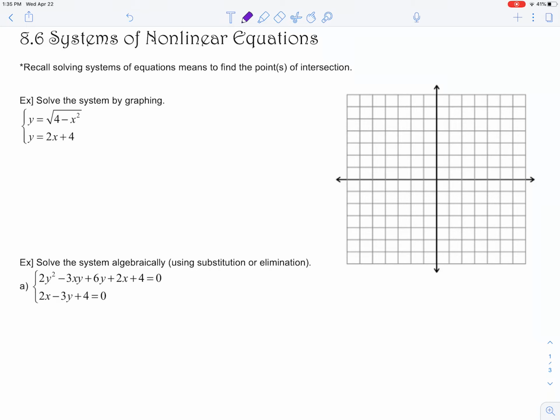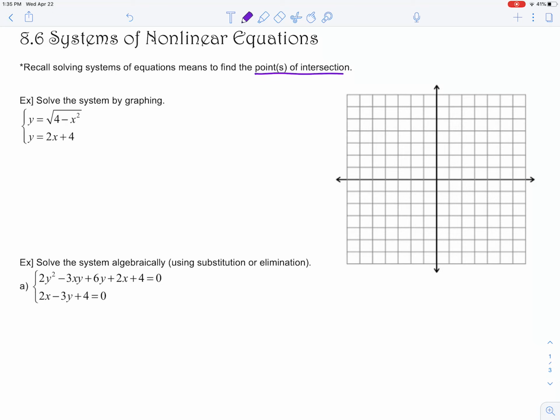Hi everyone, we're now in section 8.6, Systems of Nonlinear Equations. So what we're going to do is now solve systems that involve powers of x that are maybe greater than 1 or not equal to 1. This first one's asking us to solve it by graphing.